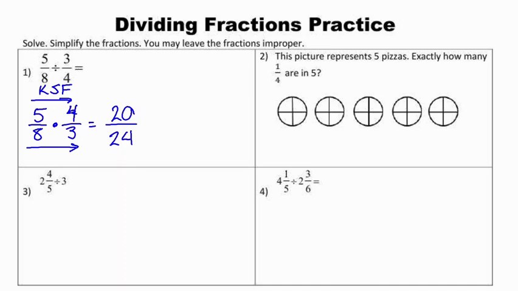This one can divide by 4 or by 2 twice. 4 is like the big brother of 2. 20 divided by 4 is 5. 24 divided by 4 is 6. And then we're done. Okay, I want you to pause. I want you to try number 3.